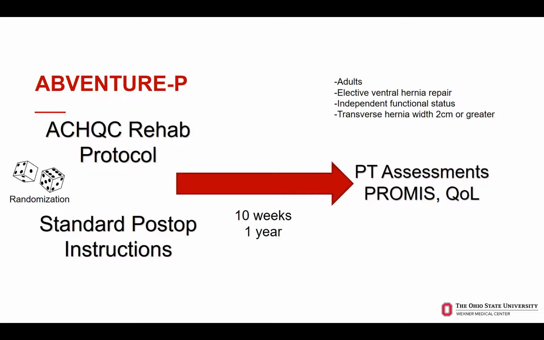So in summary, here's a study. Patients are randomized to either the ACHQC Rehab protocol or standard post-op instructions. I think most of us are familiar with the standard instructions. Again, this group is probably more progressive here, but the standard post-op instructions after hernia repair in general are pretty weak. In fact, we have historically erred on the side of having patients not move, thinking that this would somehow disrupt the repair or cause issues with the stability of whatever hernia operation we're talking about.